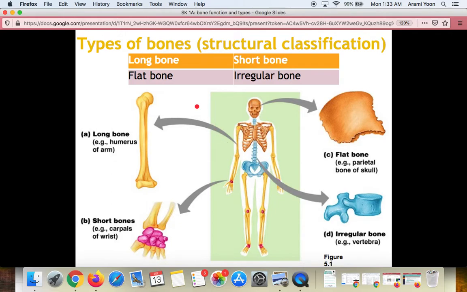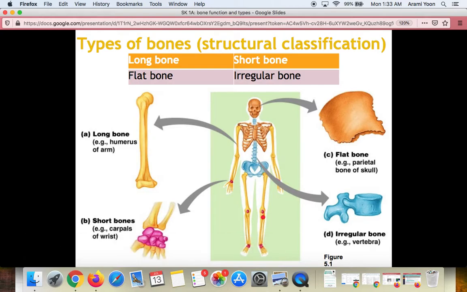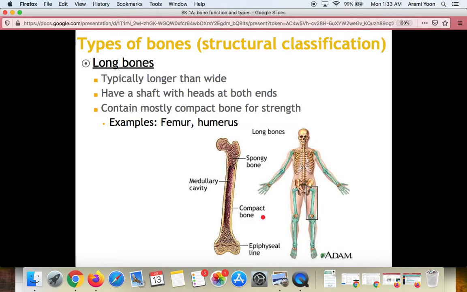So there are 4 main types of bones that you'll find in your body in terms of their shape. There's long bones, short bones, flat bones, and irregular bones. There is one more type, and it's shown in red here and here, as well as in certain other places, and that's called the sesamoid bone, but it's much less common, so we're going to just talk about it at the end of this. So let's start with long bones.